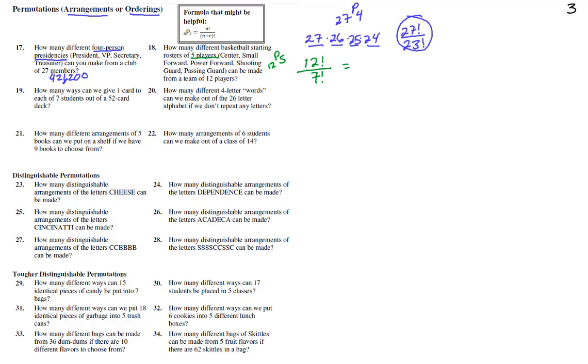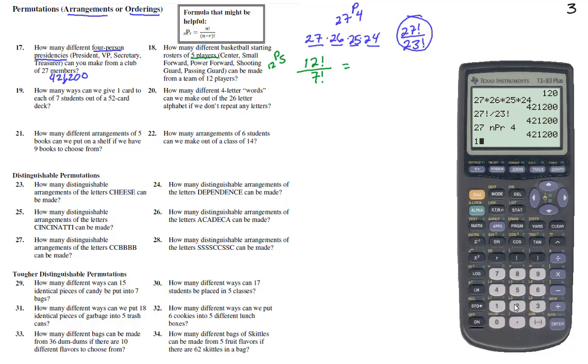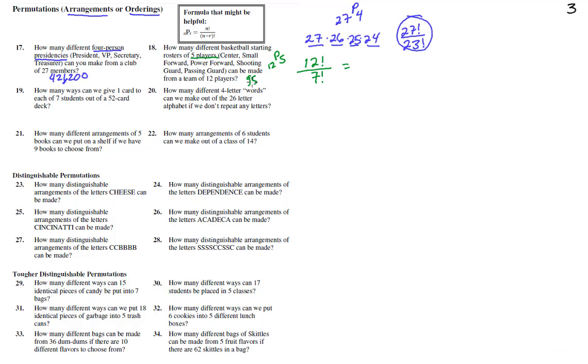So let's punch that into the calculator, and we get 12 factorial divided by 7 factorial. And we get 95,040. That's right.